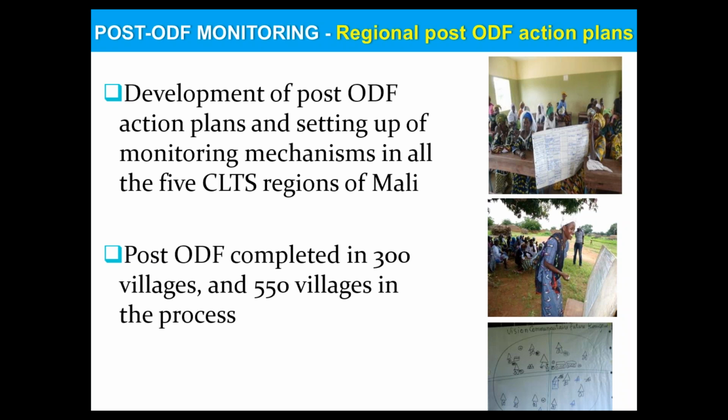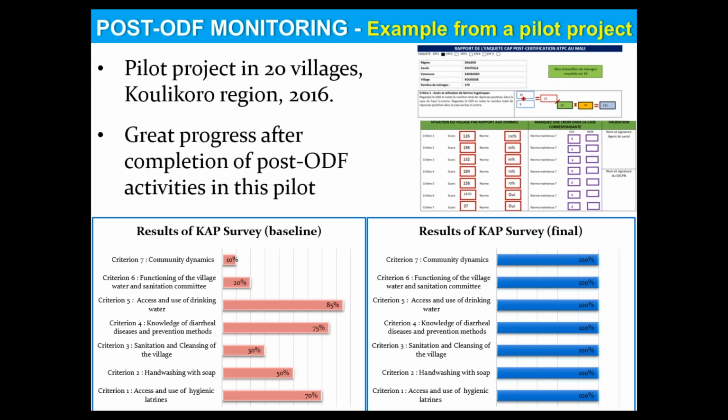Therefore, the regions have set up a monitoring mechanism, especially in 5 regions, because out of the 7 regions that are implementing CLTS in Mali, only 5 are at scale now. The others are at the beginning. So they developed post-ODF action plans and also set up monitoring mechanisms. This allowed us to implement and complete post-ODF in 200 villages, and more than 500 are in the process, implementing the post-ODF activities now.